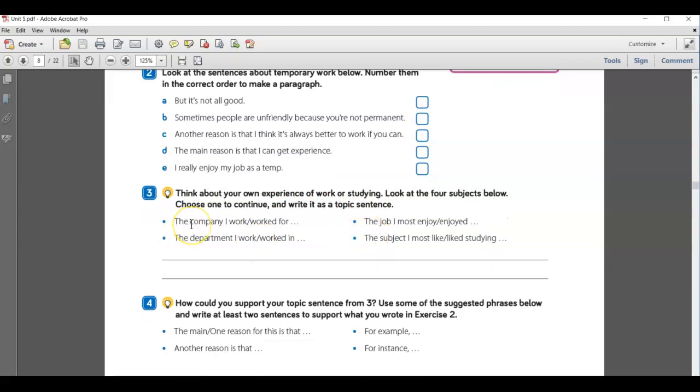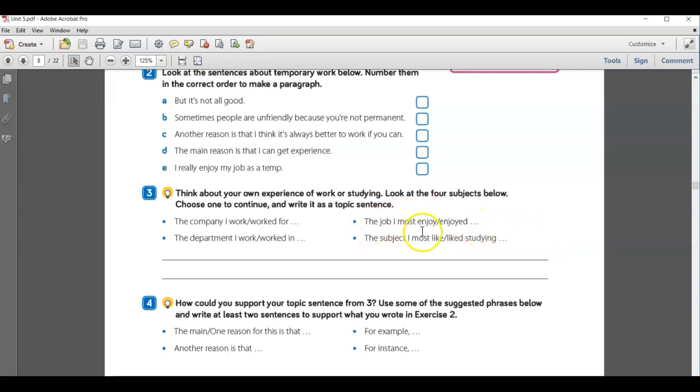For example, the company I worked for or I work for is, for example, the company I work for is Ooredoo. The department I worked in is the Department of English at Qatar University. The job I most enjoyed is in sales at Vodafone. The subject I most like or most liked studying at university is English.